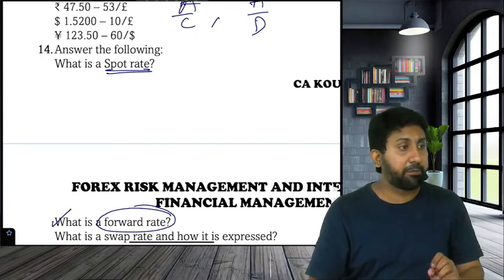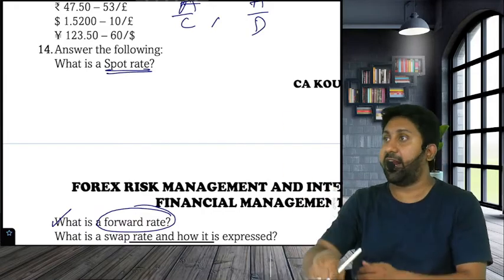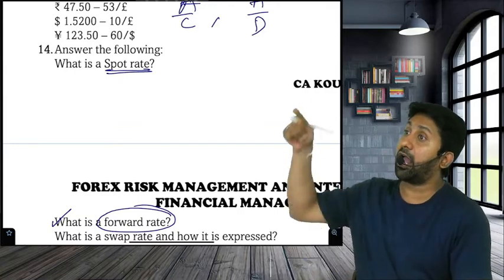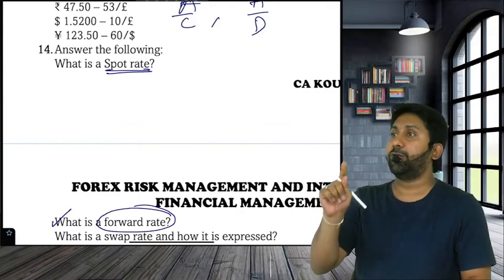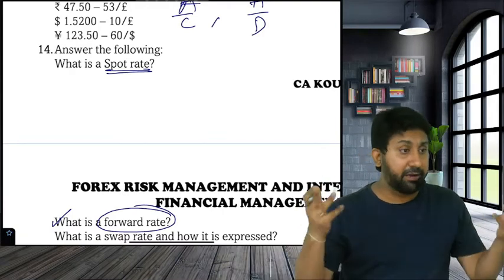What is fair forward price? The price at which the dollar should have been traded. I repeat: the rate at which the dollar should have been traded will be calculated using PPPT and IRPT. But actually what will be quoted by the banker may be different.